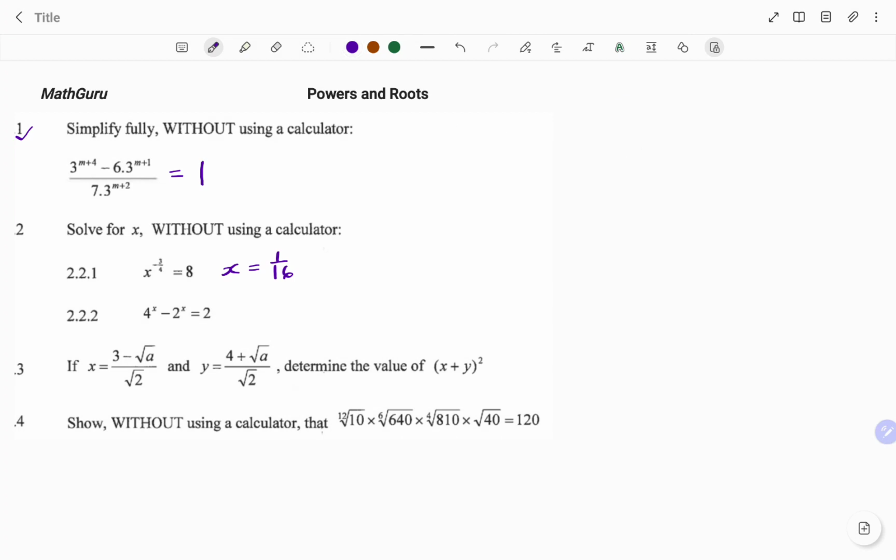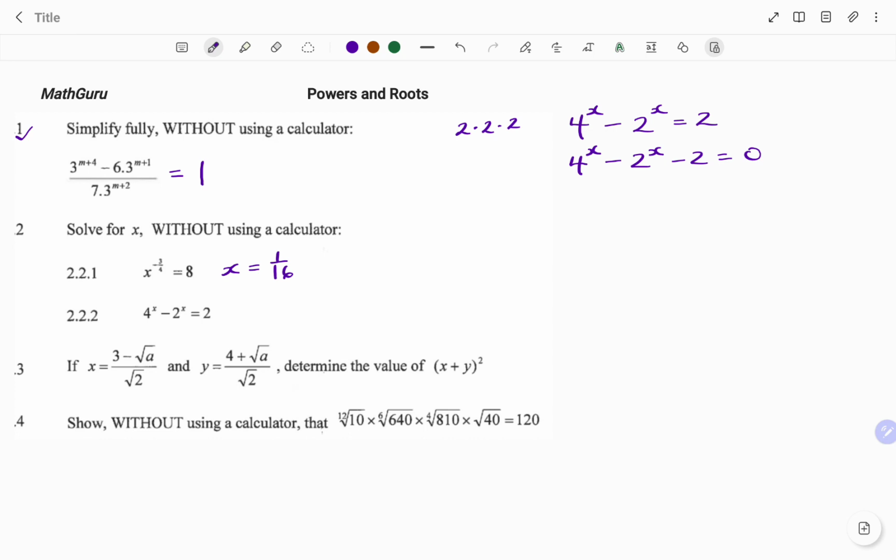For question 2.2.2, I have the exponential equation 4 to the power of x minus 2 to the power of x equals 2. Moving all the terms to one side, I have 4 to the power of x minus 2 to the power of x minus 2 equals 0.